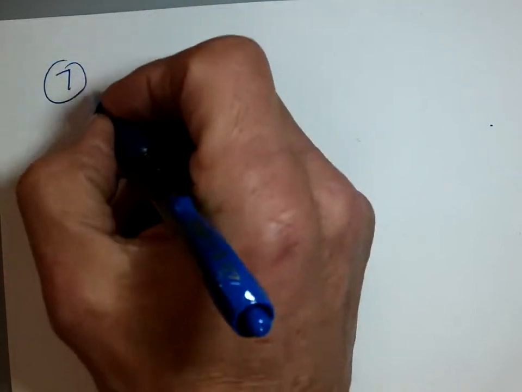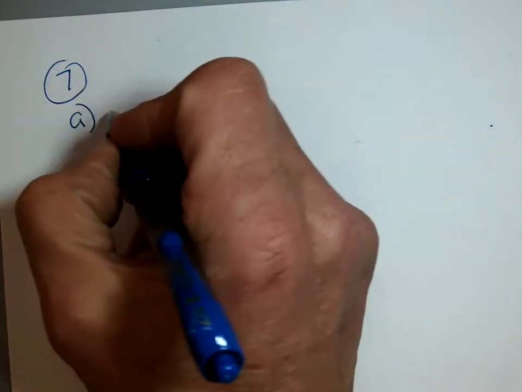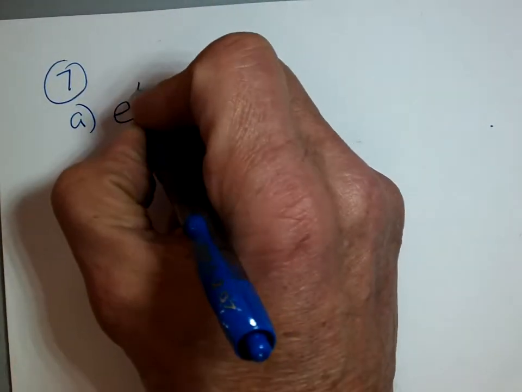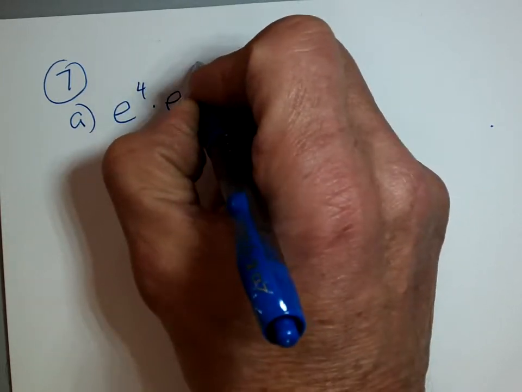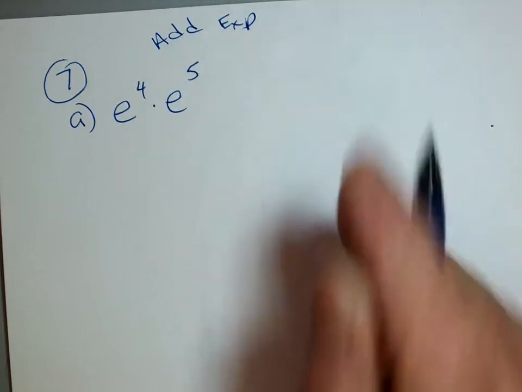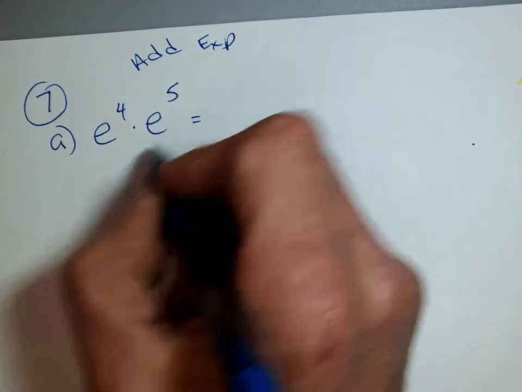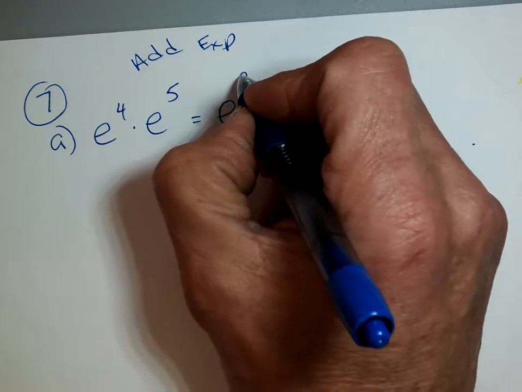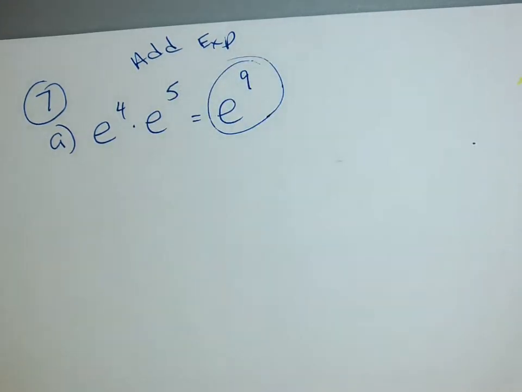Okay, you guys ready? Let's take a look at number 7 on the back. 7a, I've got e to the 4 times e to the 5. We're going to add exponents, so the answer is e to the 9th. Easy peasy lemon squeezy, right? Why do people do so badly on this one? I don't know. I'm a weirdo.